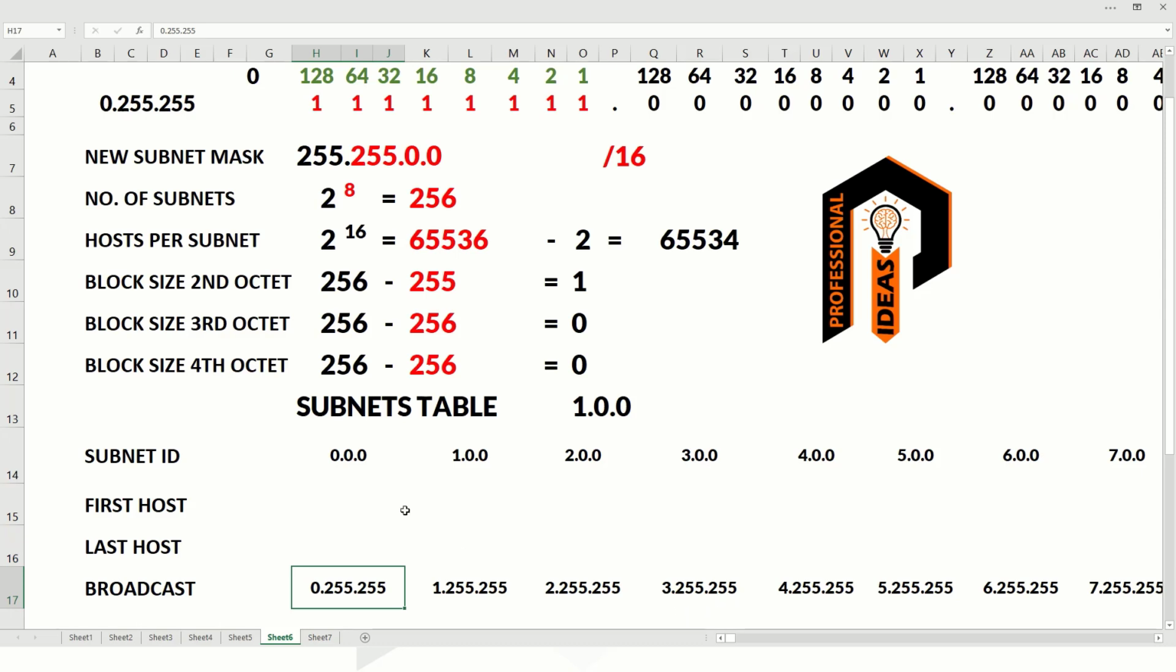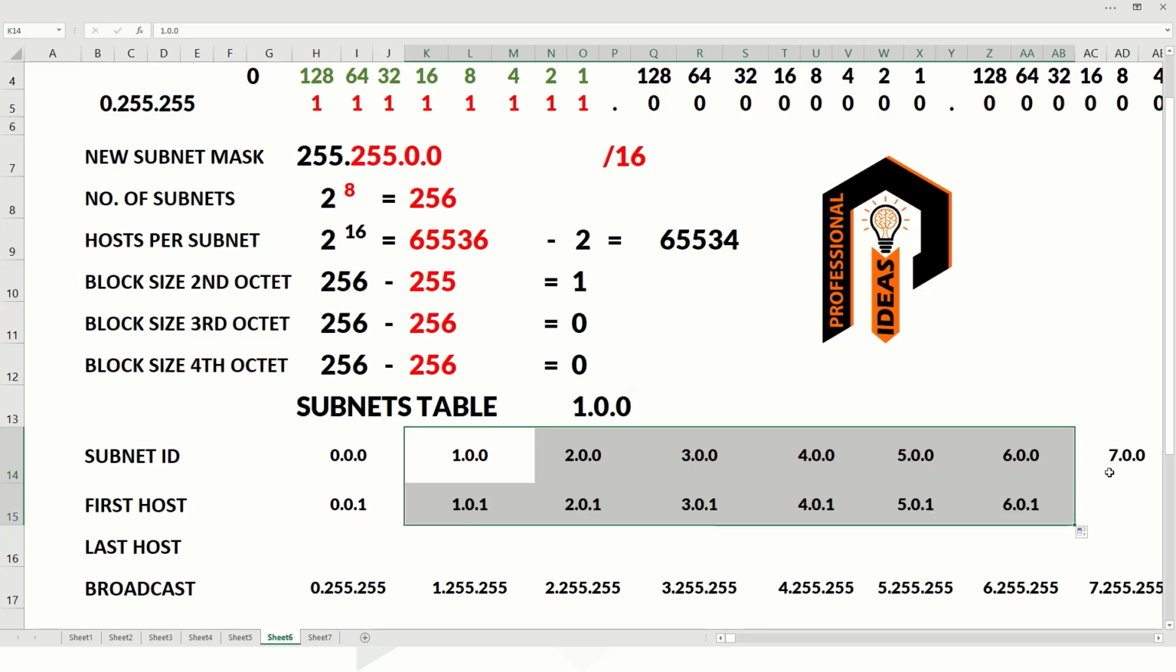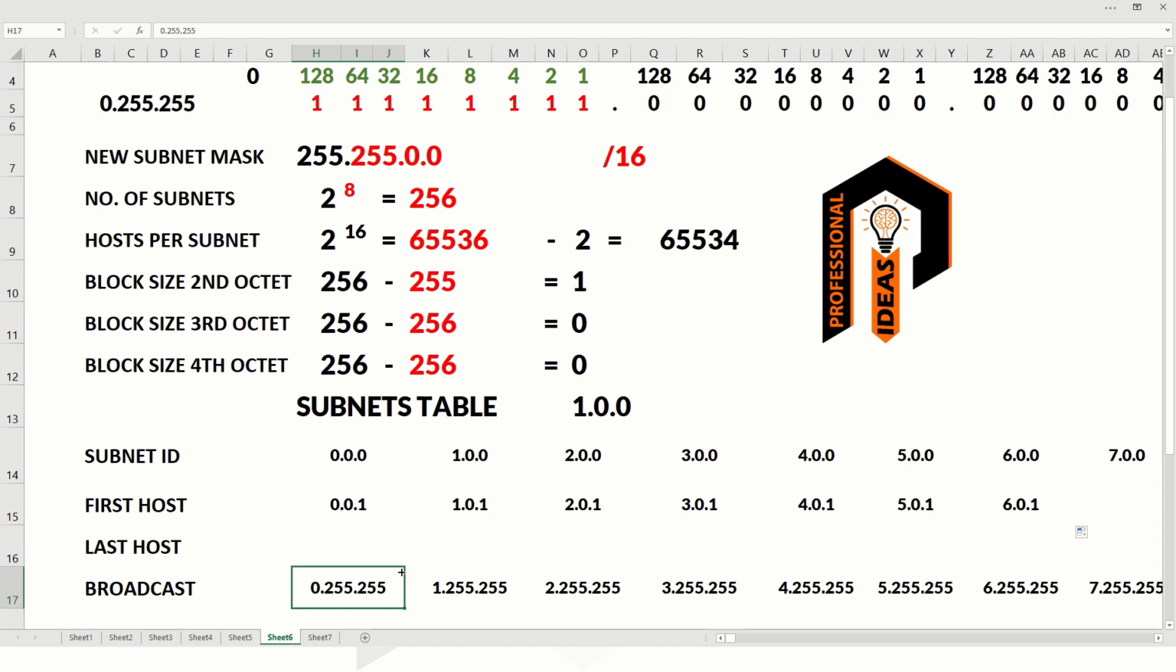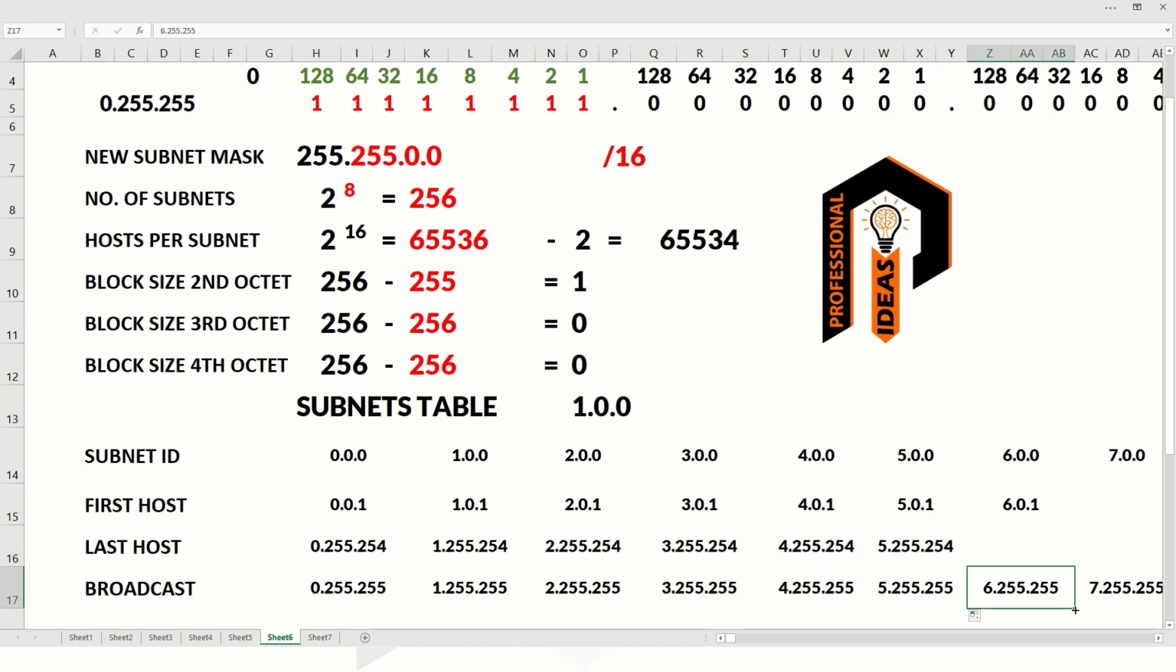To find the first valid host, add 1 to each subnet ID. So the first valid host of each subnet ID will be 0.0.1 and 1.0.1 and so on. To find the last valid host, subtract 1 from the broadcast address of each subnet. So the last valid host of the 0.0.0 subnet will be 0.255.254 and 1.255.254 for the 1.0.0 subnet, all the way up to 255.255.254. Hence, we have completed subnetting of class A up to /16.